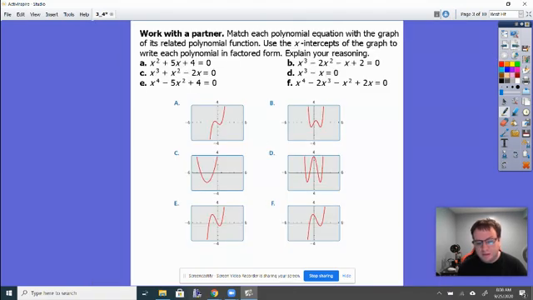Before that, though, we do need to take a second and talk about what factors are. Why are factors important? Why do we care? What do they give us? So factors give us zeros. Zeros are solutions or answers to problems. If I know what my factors are, yay, that tells me what my solutions are, and that makes it so I can answer the problem. We can also go backwards.